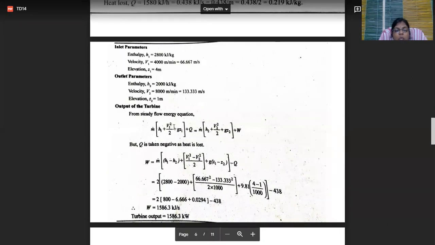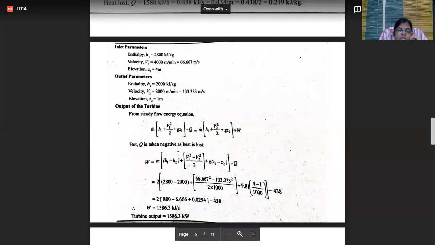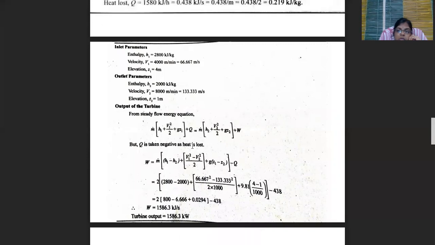Output of the turbine. What do we know? First of all, we know the steady flow energy equation. What is the steady flow energy equation? m dot into h1 plus v1 square by 2 plus g z1 plus Q is equal to m dot into h2 plus v2 square by 2 plus g z2 plus W. Okay, here Q is taken as negative because heat is lost.